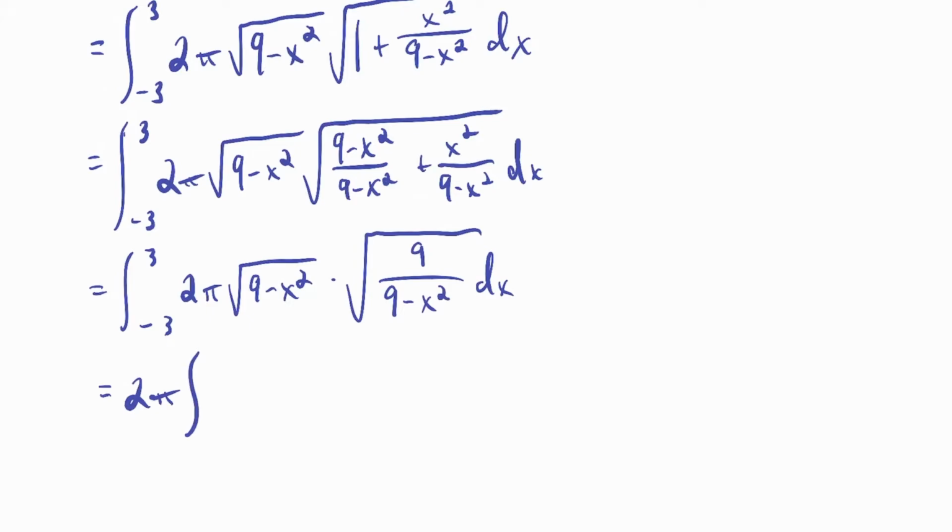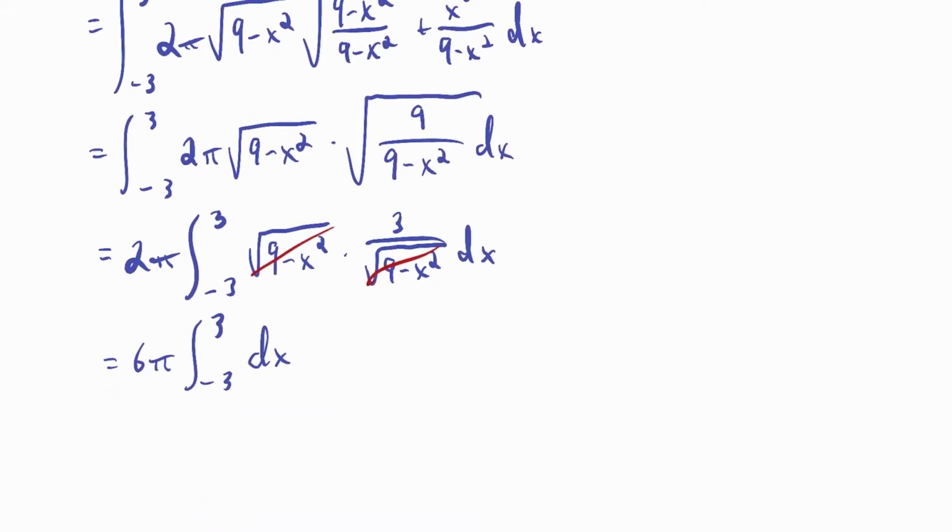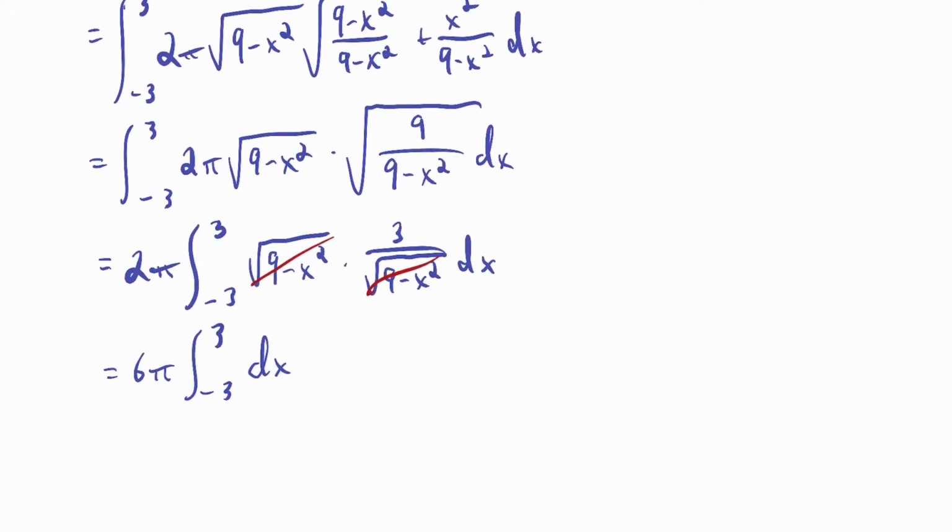I'm going to use a property of radicals, where if you have a radical of a quotient, you can apply the radical to the numerator and denominator separately. So root 9 minus x squared times 3 over root 9 minus x squared. Well, isn't that convenient? We get to do some cancellation. And that 3 can move out in front, so this is 6 pi times the integral from -3 to 3 of dx. Well, that cleaned up rather nicely. There's a lot of rearranging we had to do, but it simplified a whole lot.